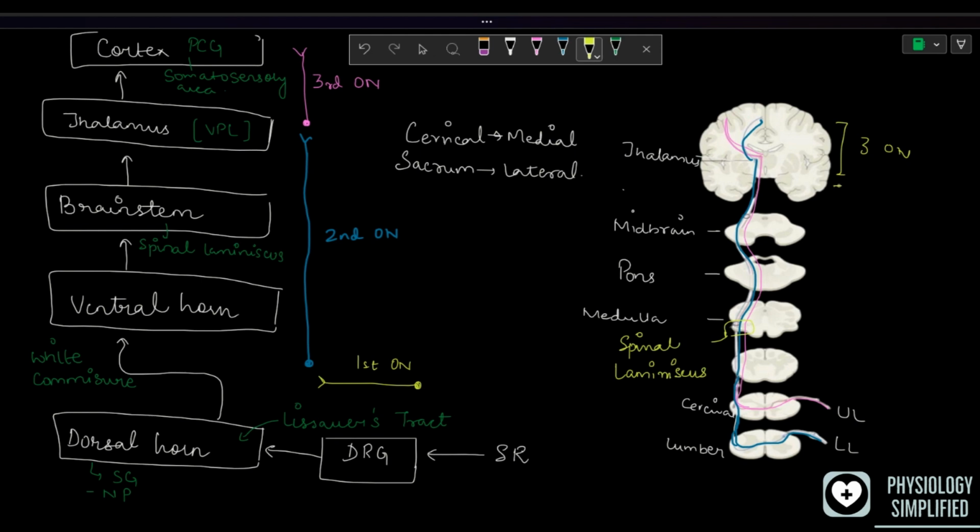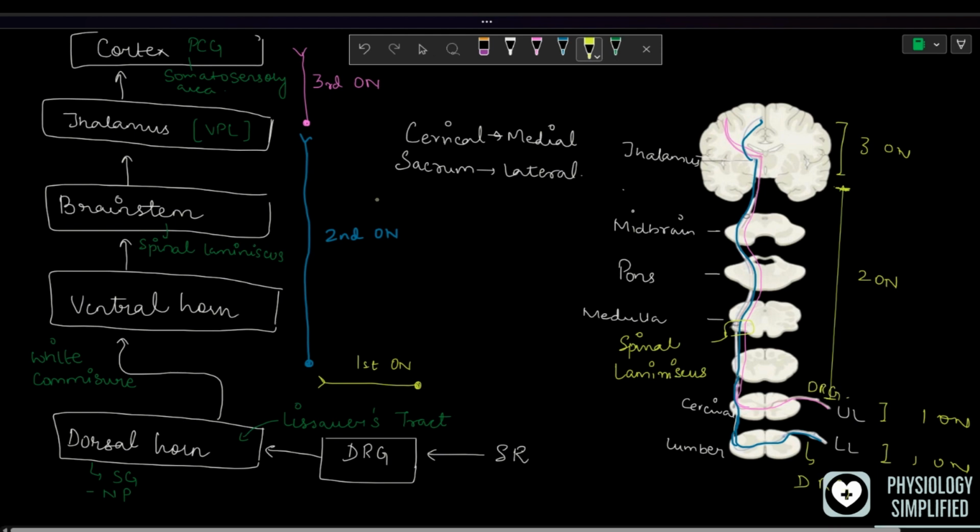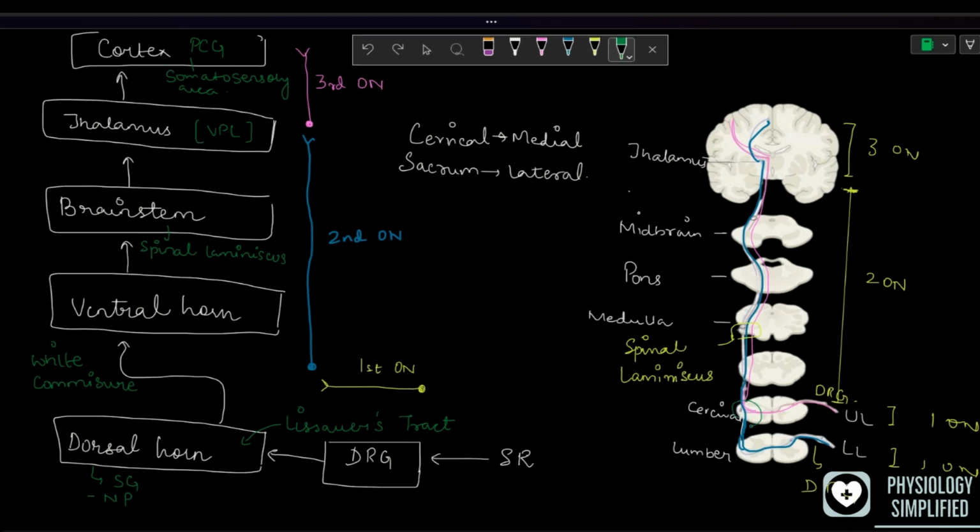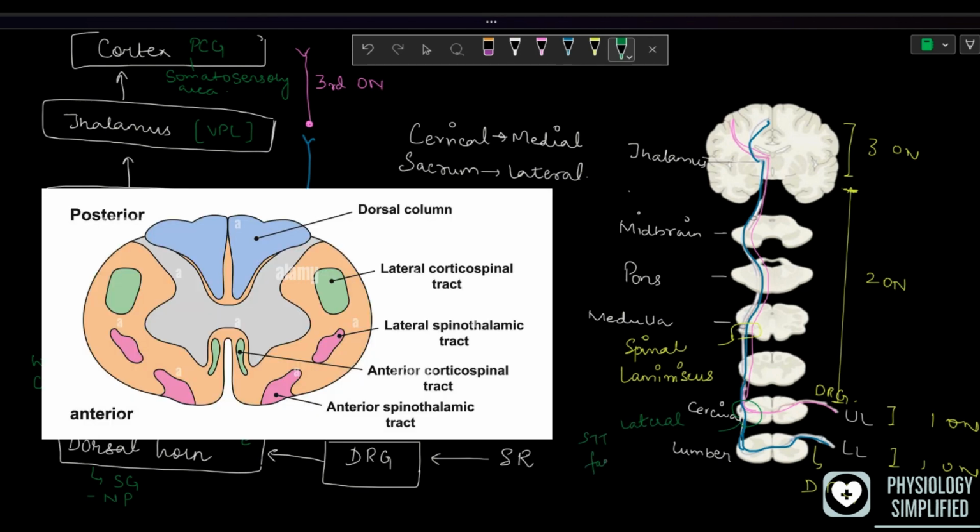Let's mark the first, second and third order neurons in this diagram. So in the brain are your third order neurons from thalamus to the cortex. The second order neuron lies from the dorsal horn to the thalamus and your dorsal root ganglions are your first order neurons. I forgot to tell you that when these second order neurons are crossing over to the opposite side and reaching the ventral horn, they will reach the lateral spinothalamic fasciculus, as you can see here. This ends the spinothalamic tract. Hope it's helpful.